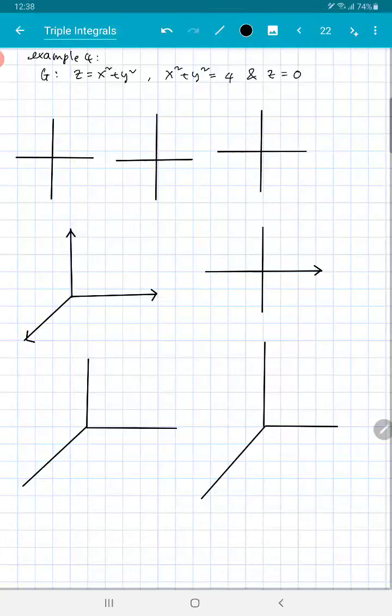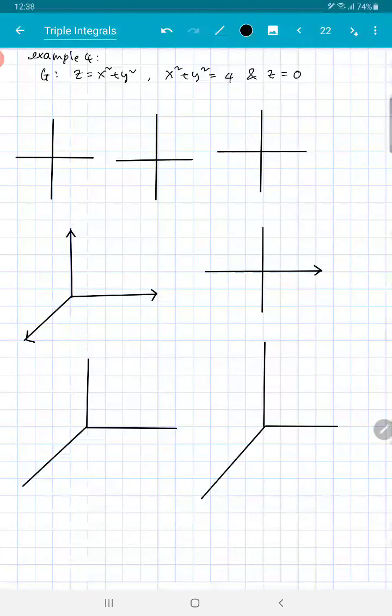Okay, so let's plot z equals x squared plus y squared first. Remember in mathematical methods 1, where you've learned how to sketch level curves and traces, that would be the view of your solid from above, from the side, and from the front.